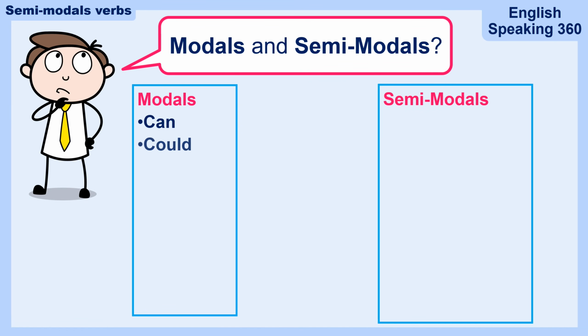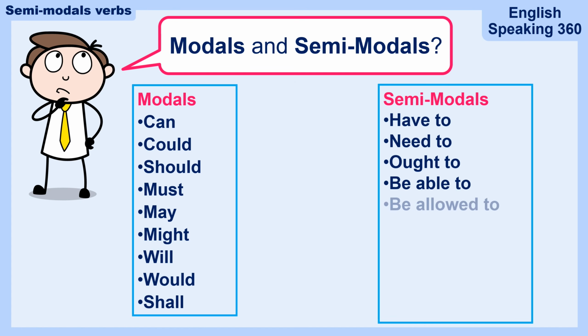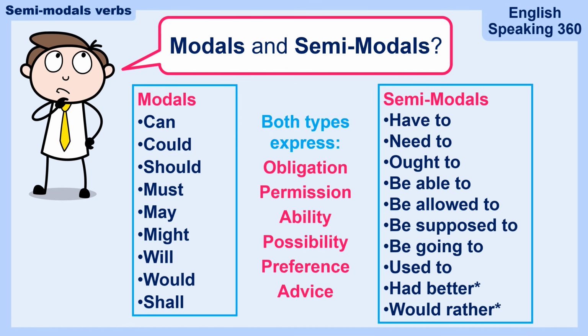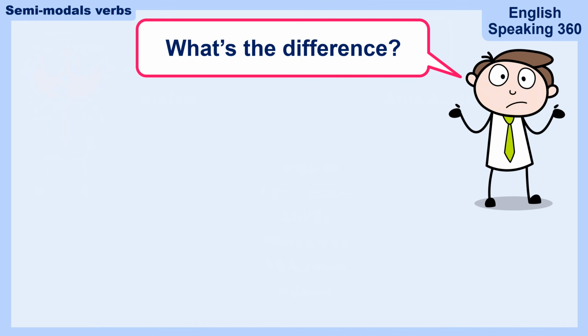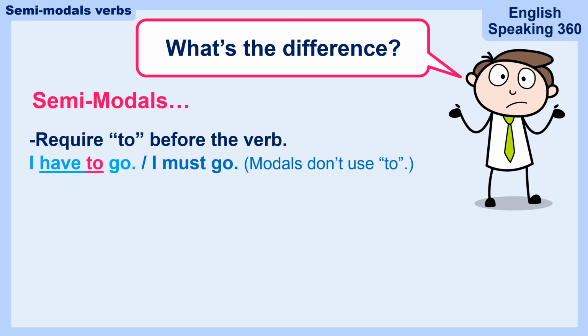Modals and semi-modals? You probably already know the modal verbs because we use them a lot in English. Semi-modals are very similar. In fact, both types can express obligation, permission, ability, possibility, preference, or even advice. But what's the difference? Semi-modals are special because they require to before the verb. For example, I have to go. But modals don't use to.